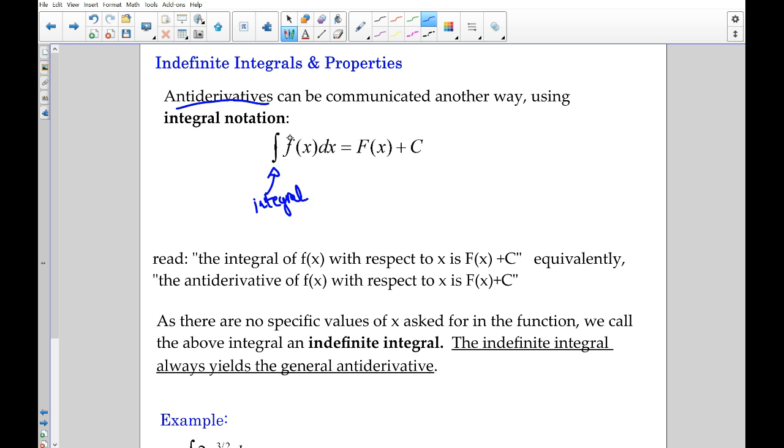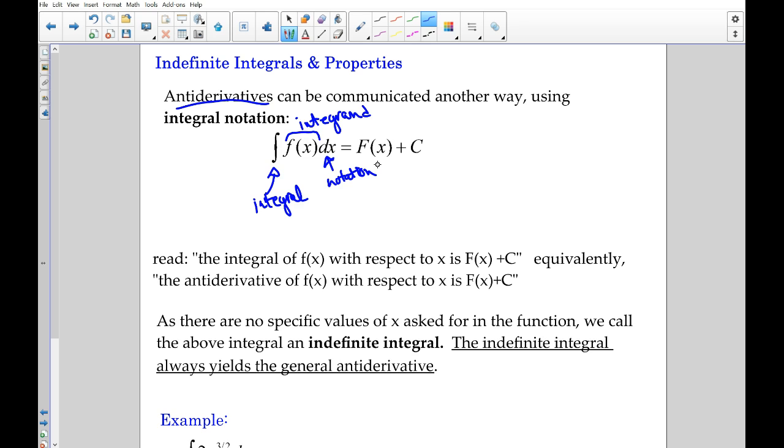What this communicates to us is that this is an indication to find the antiderivative of whatever follows. So this next piece in here, this is an integrand. That is what you are trying to find the antiderivative of. The dx is a bit of notation. What this is telling us is what variable you are trying to anti-differentiate.